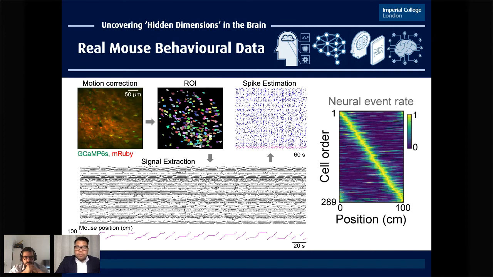We then performed motion correction and ROI segmentation on the calcium imaging data prior to signal extraction. We then used the estimated event trains to construct the place maps that show the spatial preference of the cells, as shown in the right figure. So the cells in this place map are ordered according to their spatial preference in the circular track.